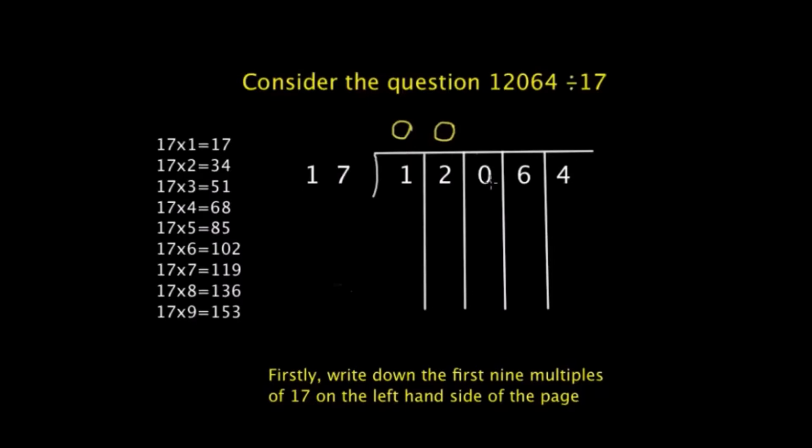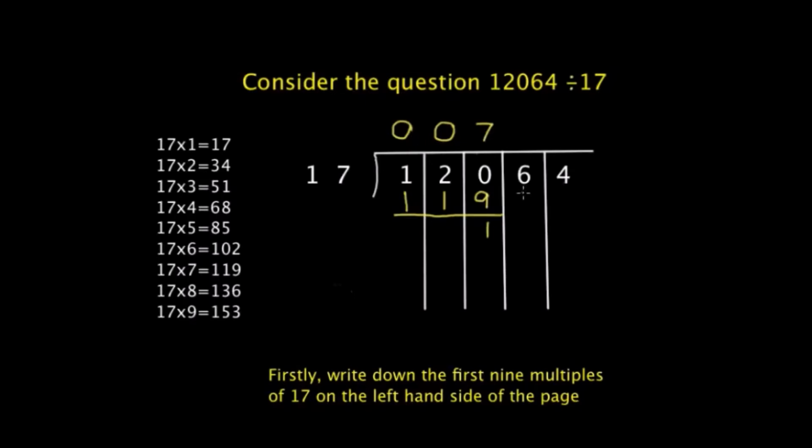If we move across to the third column, the number becomes 120. And if we look down the multiples on the left hand side, we can see that 7 17s is 119, and in fact we can take 119 from 120, and that is the largest number we can take from 120 as multiples of 17. We do the subtraction, we have a remainder of 1, and the solution is 7 17s are 119. That goes above the 0 as part of our answer. We've now completed 3 columns.